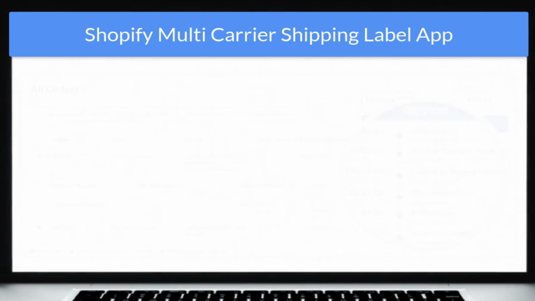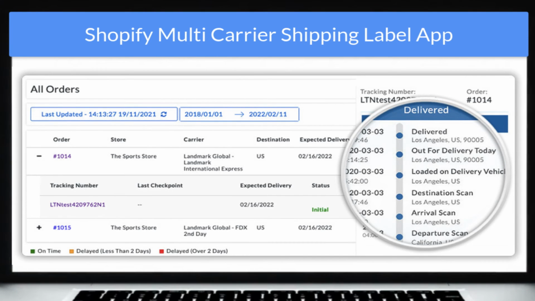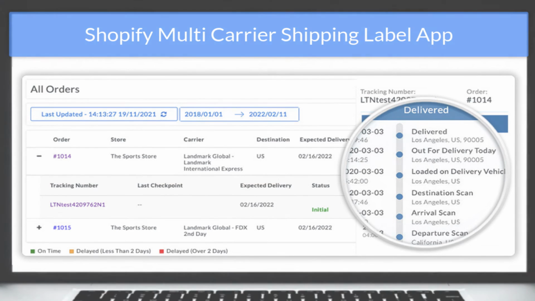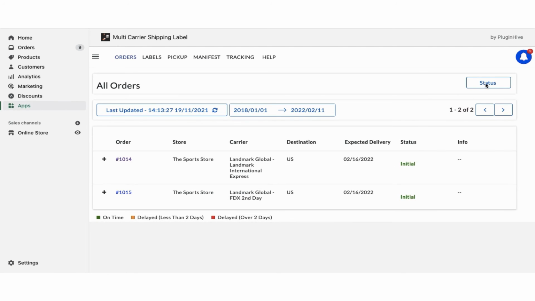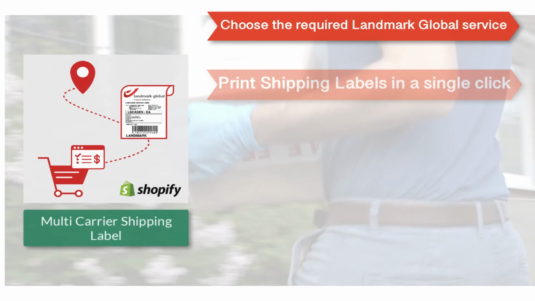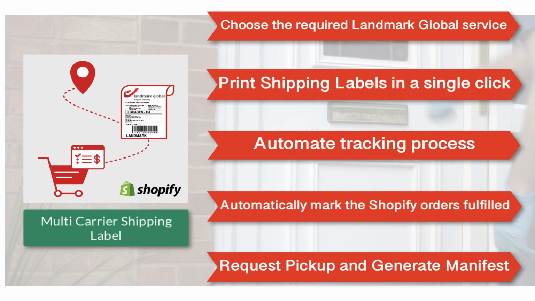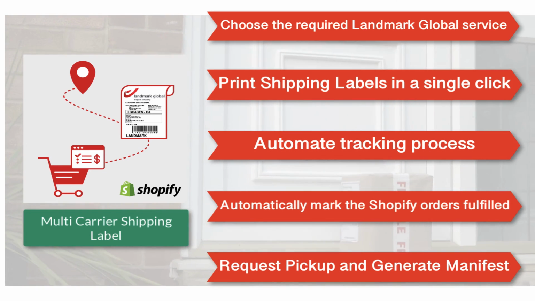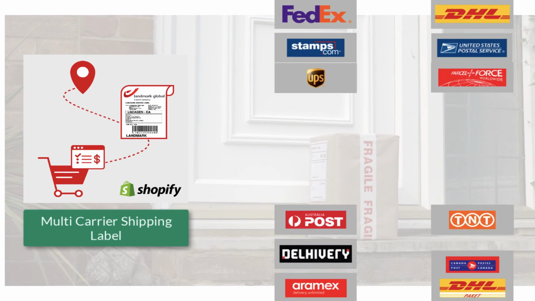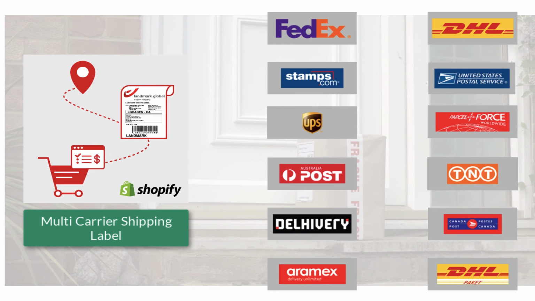The app also allows merchants to view the live tracking status of all the orders on the shipment tracking dashboard. The dashboard also provides an exclusive view of all the orders based on their tracking statuses. With all these features, the multi-carrier shipping label app by PluginHive is the best shipping app for Landmark Global. And there's more. The app integrates with many other top shipping carriers as well.